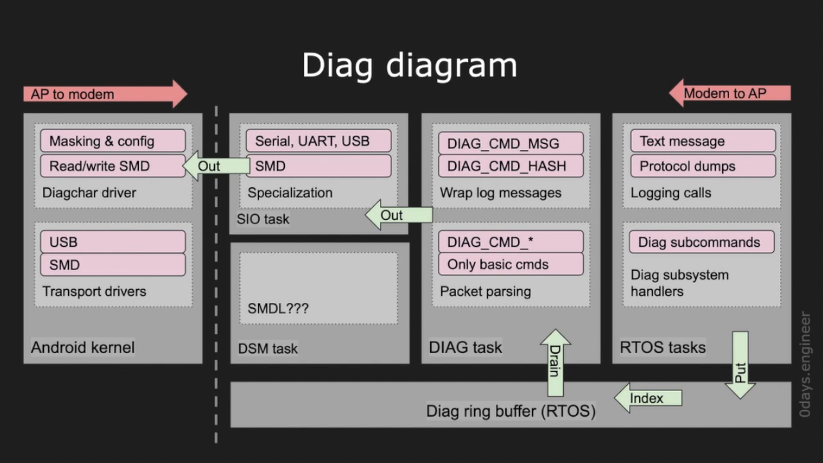The green arrows on this slide represent an example of a data flow originating from the baseband and going to the application processor. So obviously in case of commands, there would be a reverse data flow. The main entity inside the baseband operating system responsible for Diag is the Diag task. It has a separate task which handles specifically various operations related to the Diag protocol.